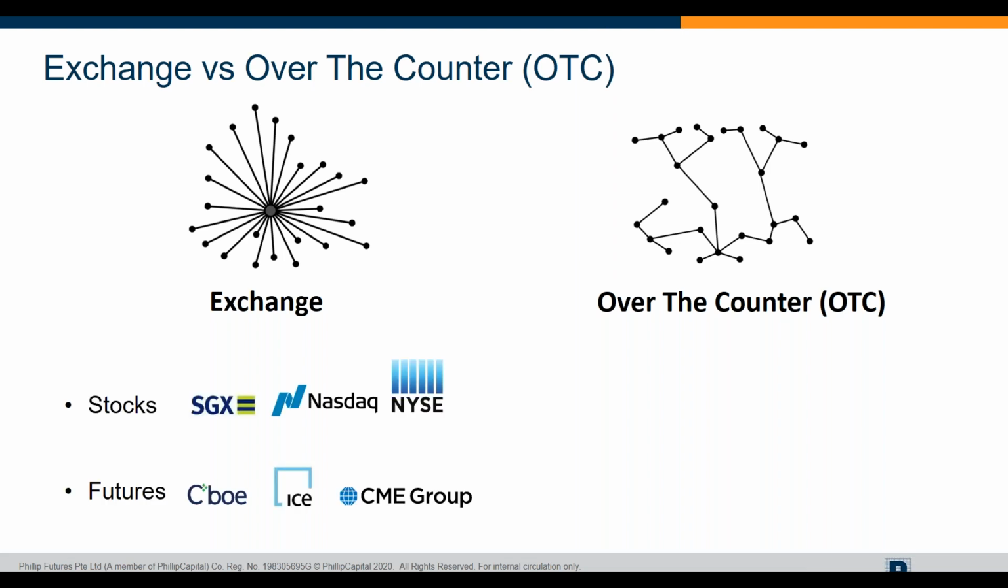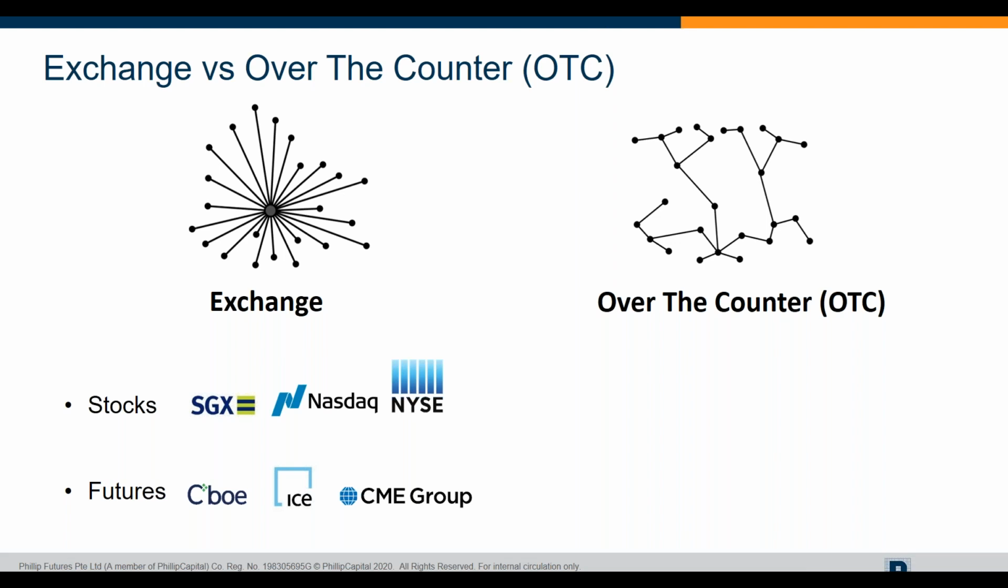What exchange means is simply people go to a central location. In this case, for stocks, people go to SGX, people go to Nasdaq, people go to NYC to trade. So they can only trade when these exchanges are open. Same applies to futures. We have the futures exchange like CBOE, ICE, and also CME. So people can only trade in the exchange during the time when it is open.